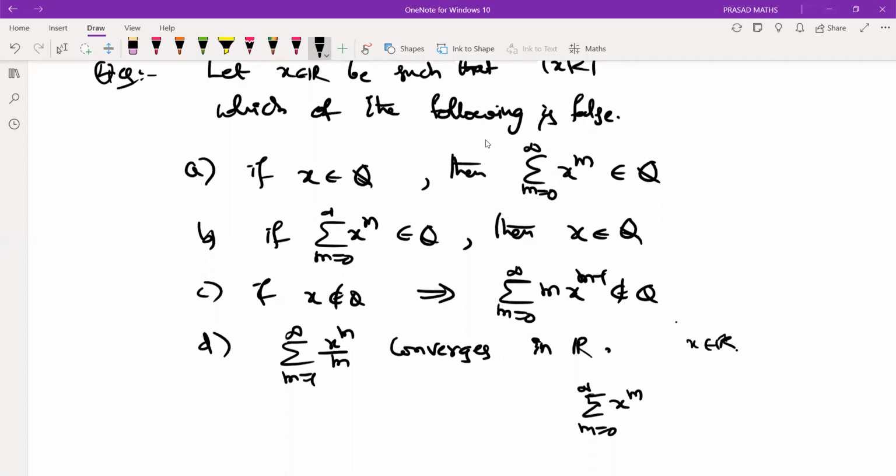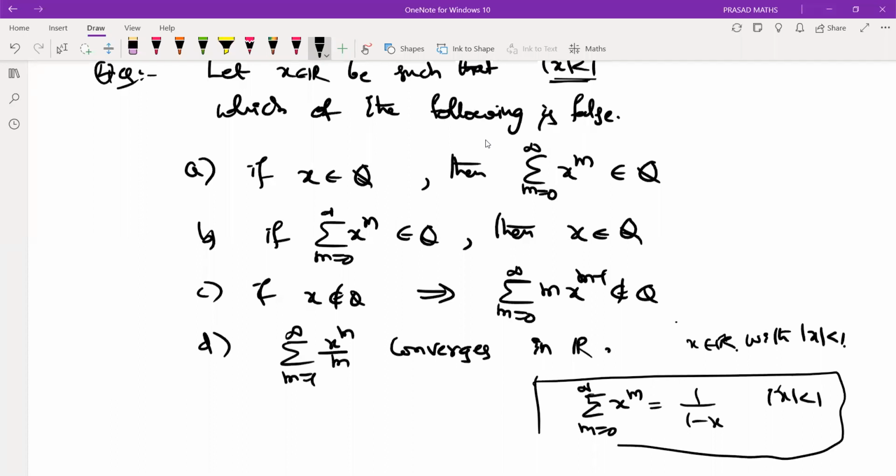Already you are given mod x is less than 1. So therefore, whenever it is mod x less than 1, it converges to a by 1 minus r. Already you are given mod x is less than 1 in the hypothesis. X is a real number with the condition mod x is less than 1. ఈ డెఫినేషన్ మీకు ఐడియా ఉంటే, చిన్న డెఫినేషన్ మీద ప్రాబ్లం ఇచ్చింది సిఎస్ఐలో. ఈ ఐడియా బేసిక్ ఉంటే ఈ ప్రాబ్లం క్రాక్ చేయడం పెద్ద ప్రాబ్లం కాదు.